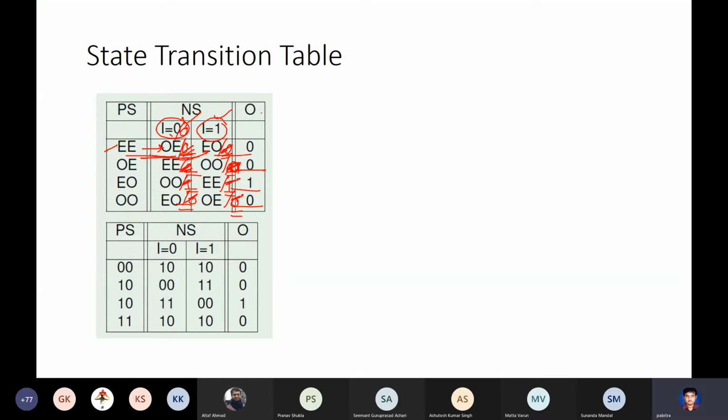So now, instead of the symbolic states, let's write the encoding for the state. We have already chosen an encoding: 00 for EE, 10 for OE, and so on. So I write down the encoding values. So this is EE, this is OE, this is EO, and so on. So I nicely have a state transition table.